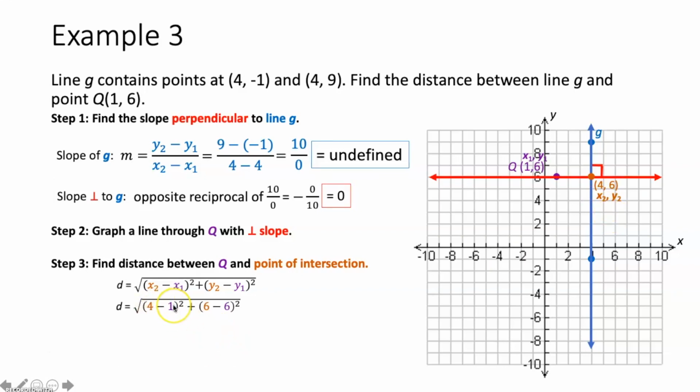4 minus 1 is going to be 3. 6 minus 6 is 0. 3 squared is 9. 0 squared is still 0. The square root of 9 is 3. So your answer is 3 units. That is the distance from point Q to our line. And that makes sense, right? Because this horizontal line, we can actually count how far these are away from each other. 1, 2, 3 units.